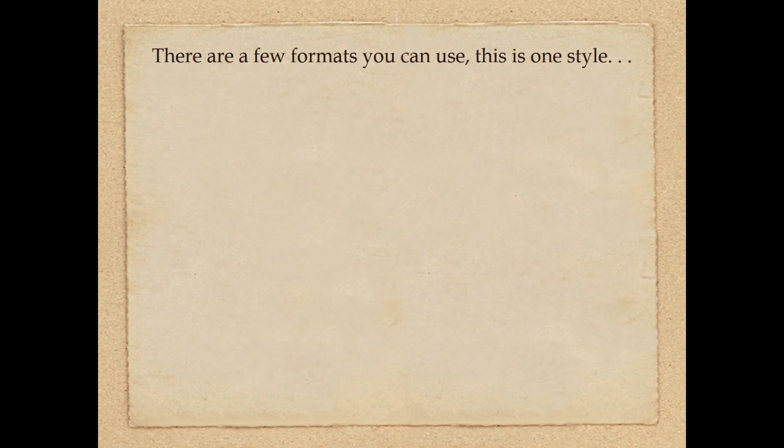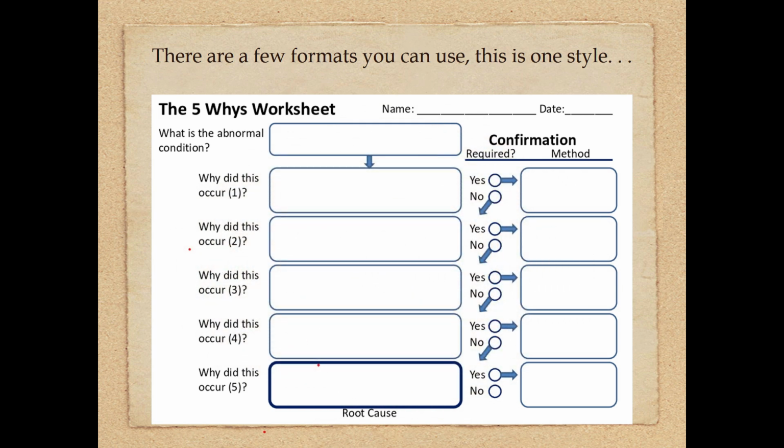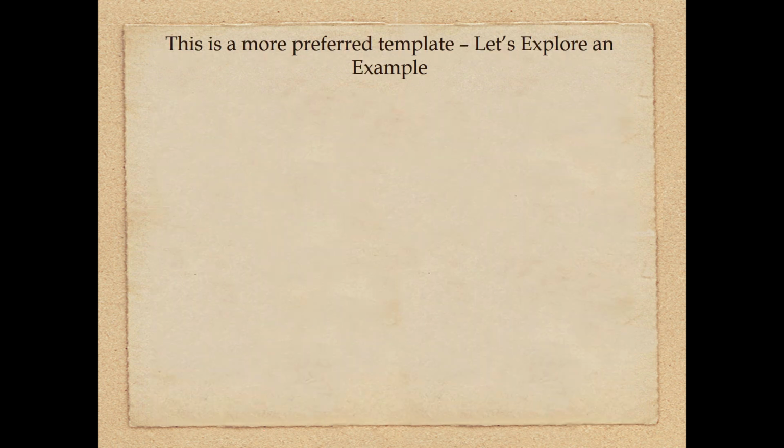And so for your question on the 5 Whys template, there are several formats you can use. This is one particular style. It's interesting. It shows you the name and the date. What's the abnormal condition? Why did it occur? Was it required? Yes, no, method, etc. But the more preferable form is this example.